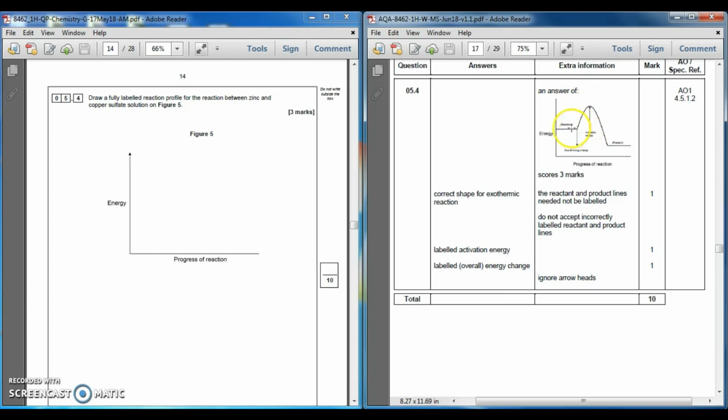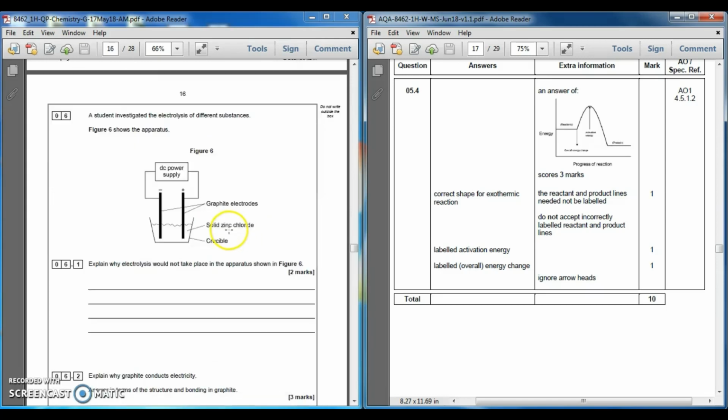And then the energy change is the difference between the reactants at the start and the products at the end. And again, the lines need to be quite clear. So you're getting a mark for getting the correct shape, going from the higher level of energy to the lower energy level, a mark for labelling the activation energy shooting up, and a mark for labelling the energy change, the difference between the reactants and the products. Question done. We're on to question 6.